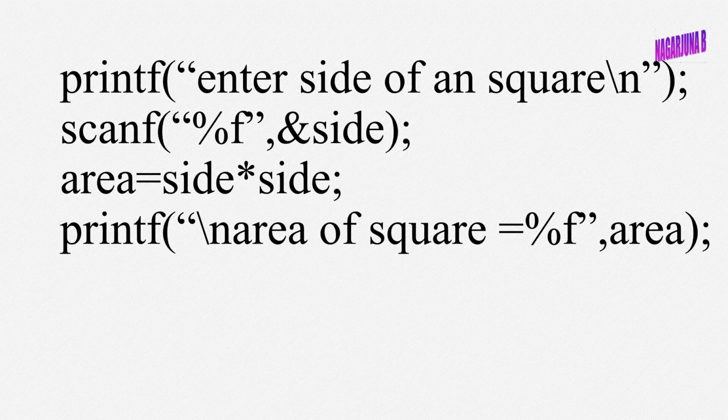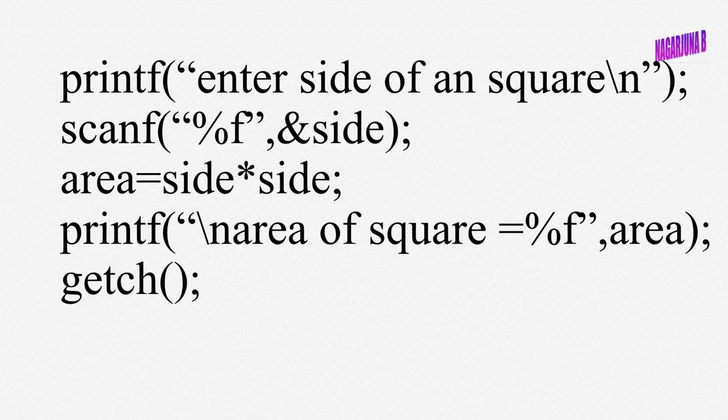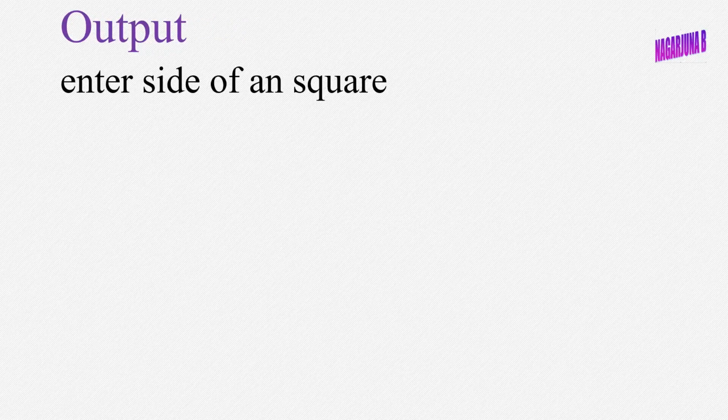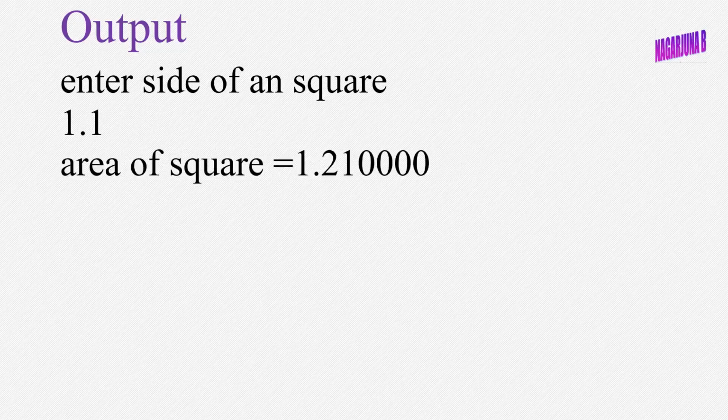After that we need to write getch(); Then we need to write the closing curly brace which indicates the end of the program. When we run that particular program, it will first ask the user to enter the side of a square, and if I give the value as 1.1, then it will display area of square equal to 1.21 followed by 4 zeros.